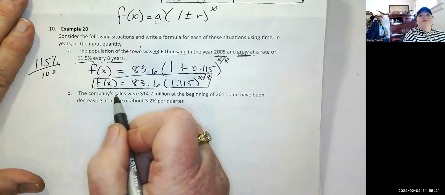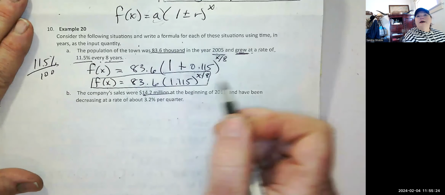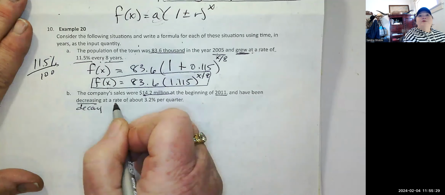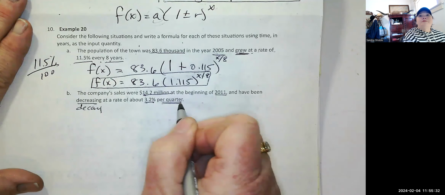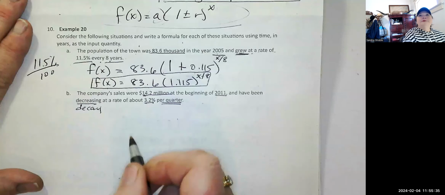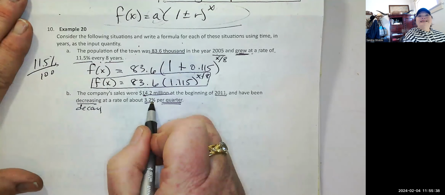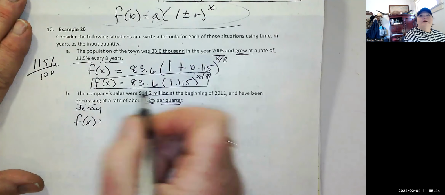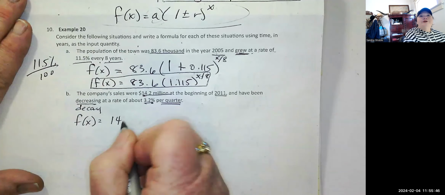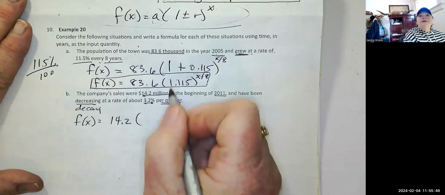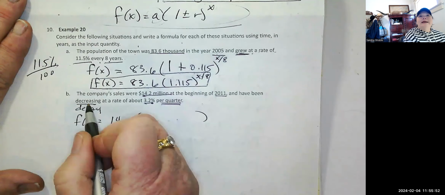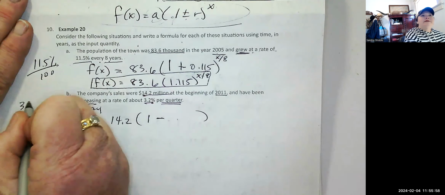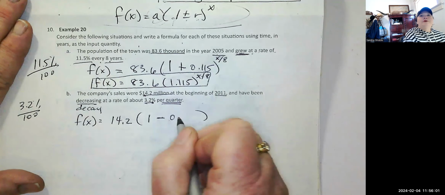The next one, the company sales were 14.2, there's my initial value, million, at the beginning of 2011, and have been decreasing, so that's decay, at a rate of 3.2% per quarter. I'm going to use my exponential function formula because I'm decaying at a percentage. So f of x is going to be my sales is equal to the initial value of 14.2. Inside my parenthesis, it's decaying, so it's 1 minus the rate, and the rate is 3.2%. Divide by 100, and I get 0.032.